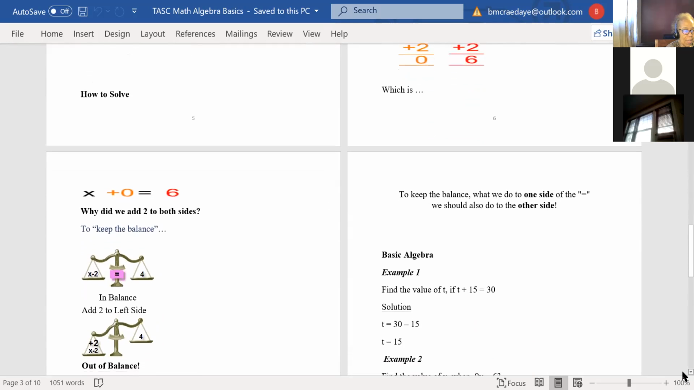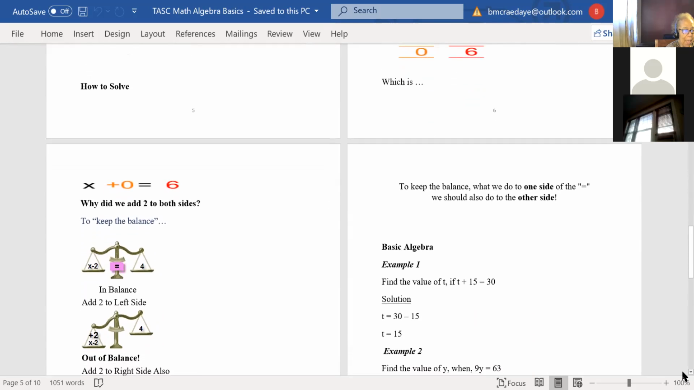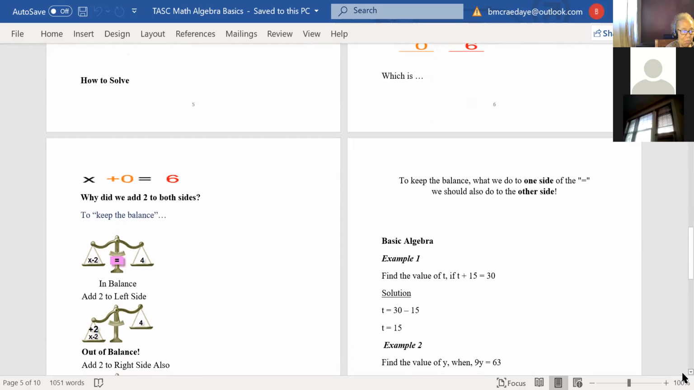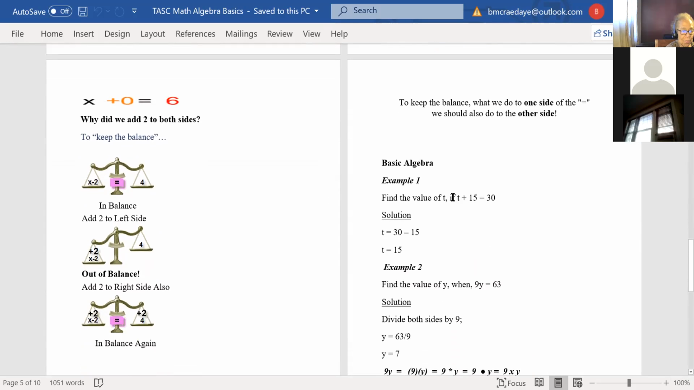Important thing is to keep equations in balance. You have to do to the left side what you do to the right side.